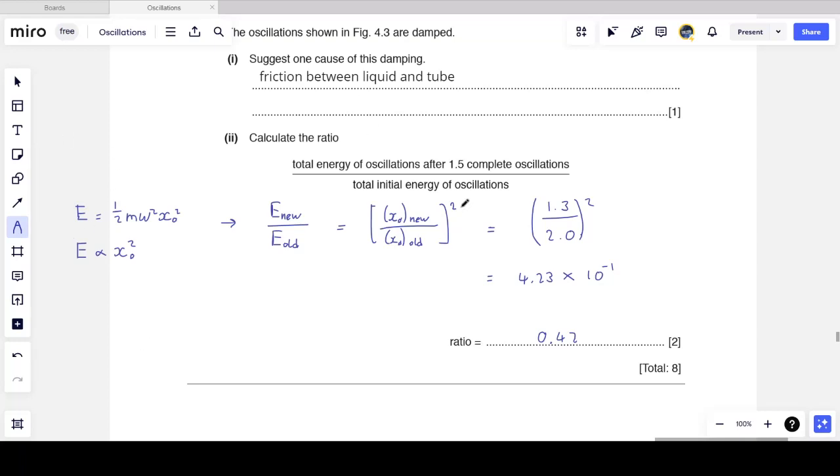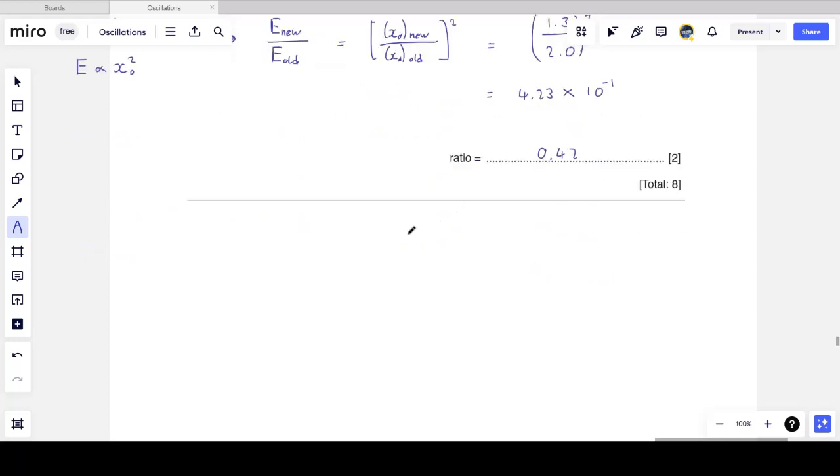So whenever you're asked to calculate the ratio of energies, look for the amplitudes. And the squares of the amplitudes will relate to the energies. And so that was an 8-mark question. And the first time we saw a question there on comparing the energies at different times.